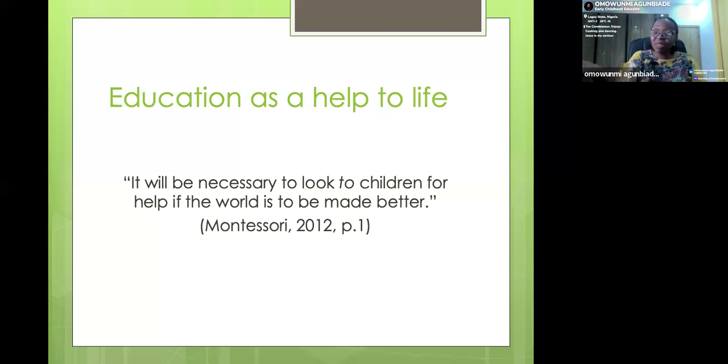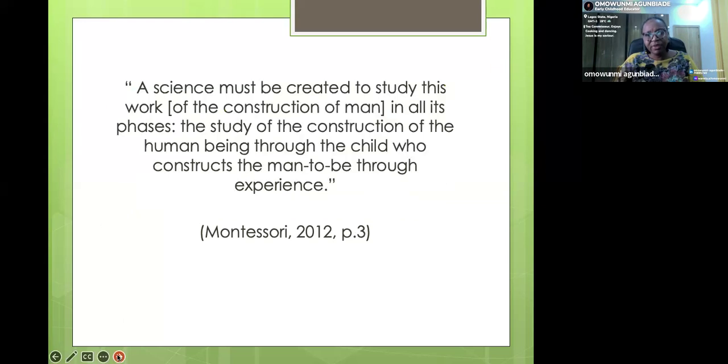And the same thing we found out with parents. The child is used already to the voice of the mother, the voice of the father, or all the voices around the house, and the child will respond to those voices. So education as a help for life. A science must be created to study this work. What is the work?